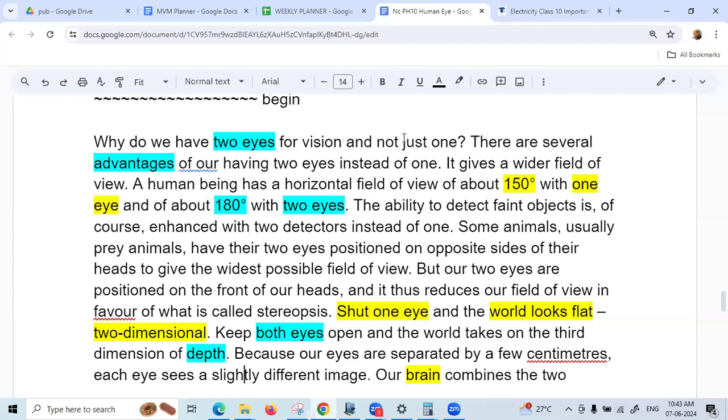Now two eyes, not just one. Advantage: a wider field of view.